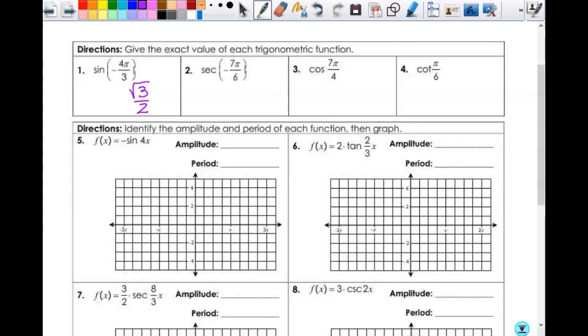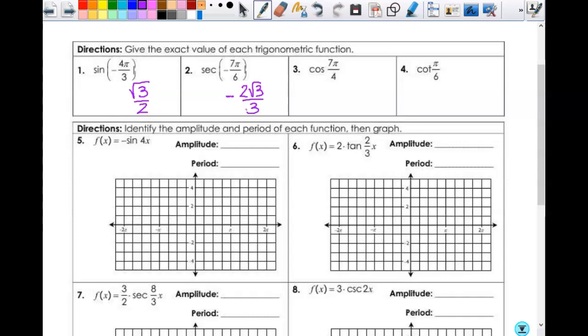Secant is the reciprocal of cosine. Negative 7 pi sixths is in the second quadrant. So cosine is negative in the second quadrant. Cosine of pi 6 is the square root of 3 over 2, but I want the reciprocal of that, so that is 2 square root of 3 over 3.